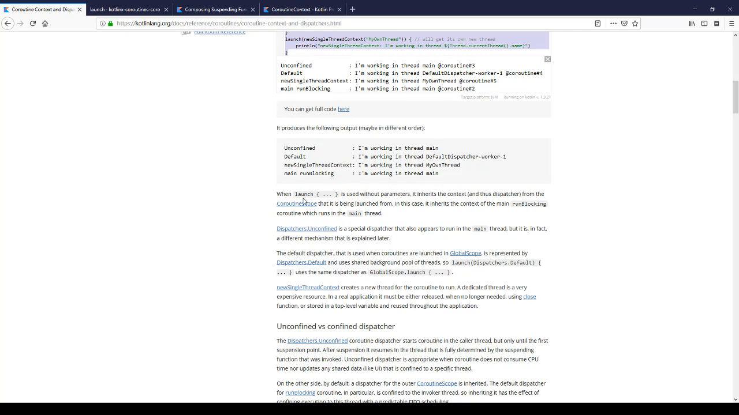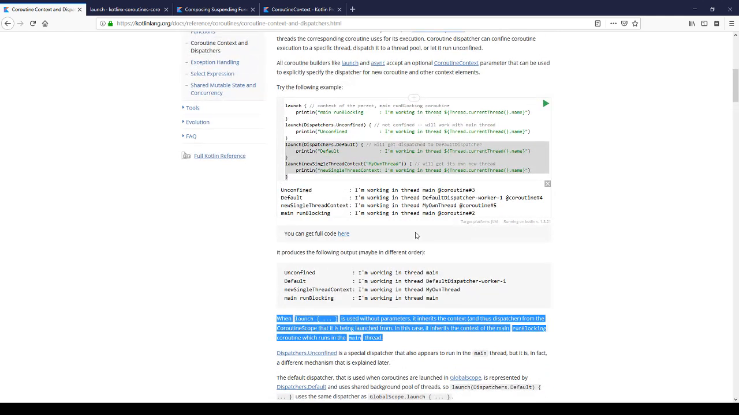So while launch is used without parameters, it inherits the context and thus the dispatcher from the coroutine scope that it is being launched from. So that means the run blocking coroutine which runs in the main thread. So these two, there is an unconfined, but it is not blocking. It is on the main thread, but it is not blocking. That's probably how it is to be explained.